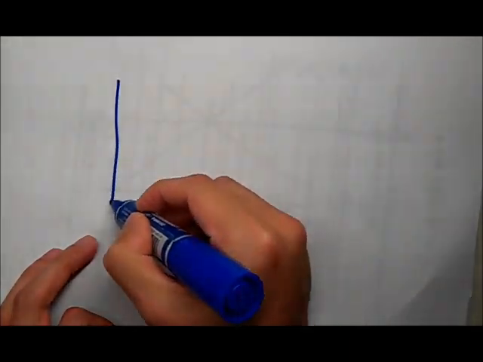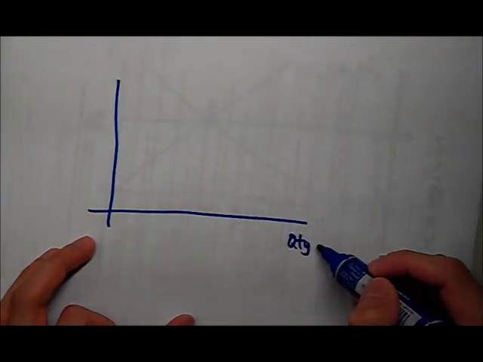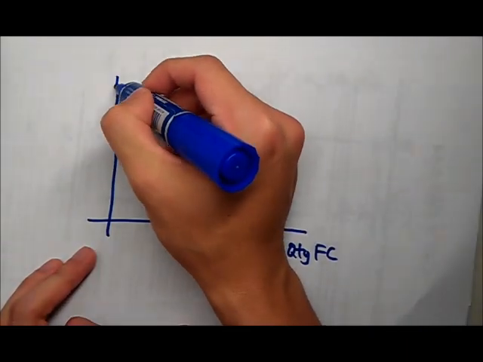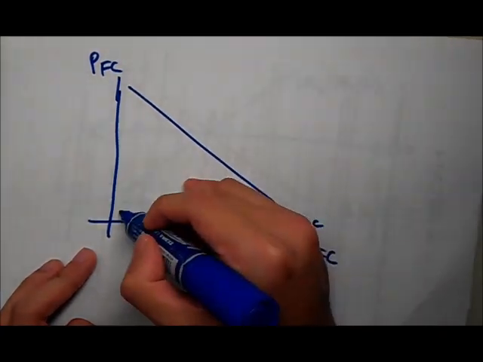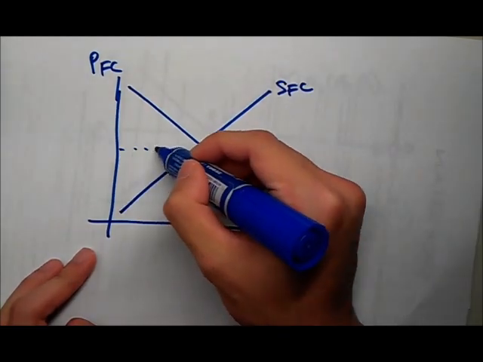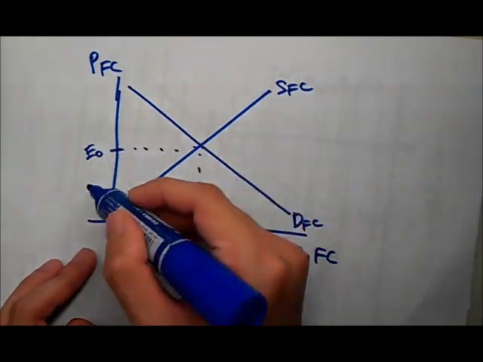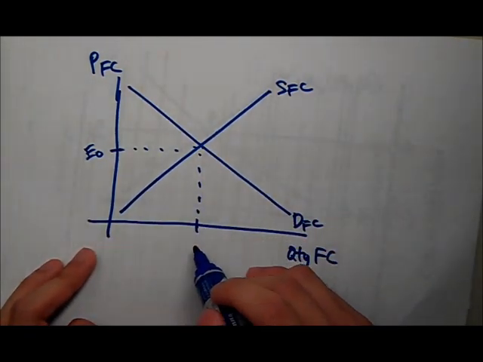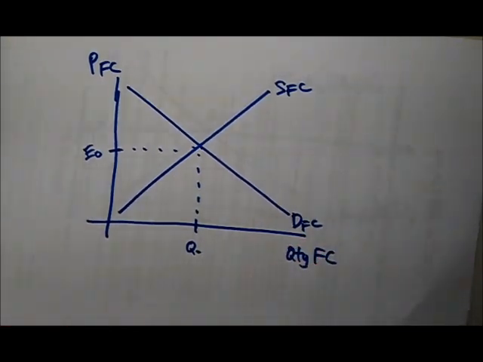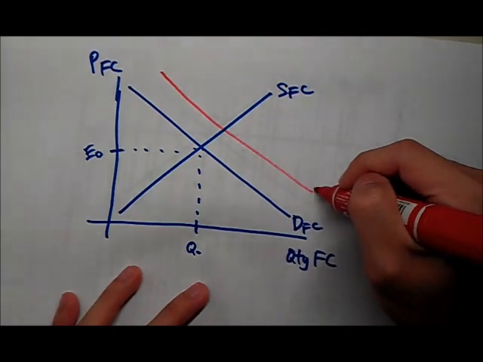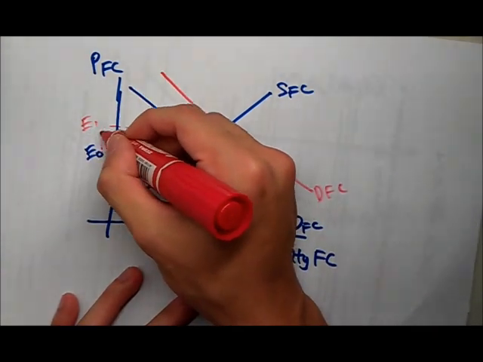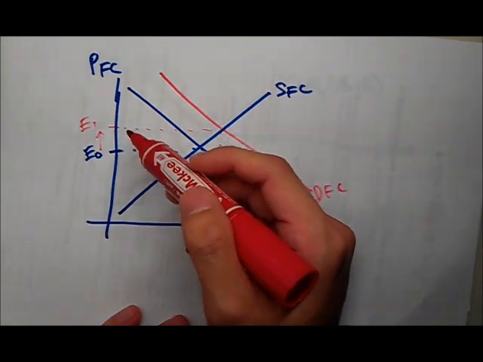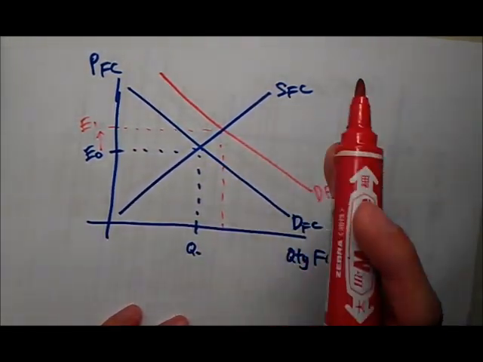To understand what's going to happen next, let's draw a graph. On the x-axis is the quantity of foreign currency, and on the other axis is the price of foreign currency. I have my demand for foreign currency and my supply of foreign currency. This is E naught, the nominal exchange rate, and this is the quantity, Q naught. When there's excess demand, the demand has shifted outwards. There's a new demand, so the exchange rate is going to go upwards. We are talking about a flexible exchange rate, so that means the government doesn't intervene.